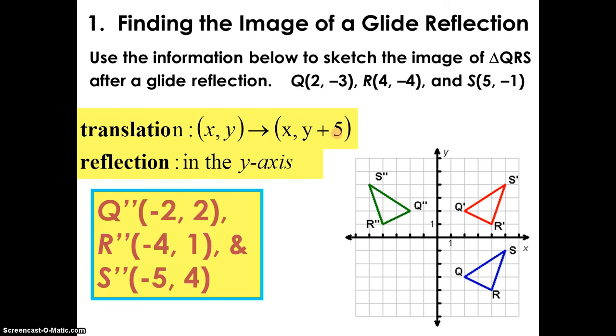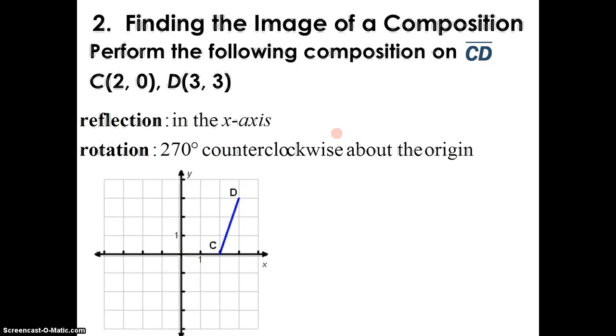Now we're going to look at another example, and this time it's a composition. It's a composition because this time we have a reflection and then a rotation. On the last one we had a translation and then a reflection, and that's a special type of composition. But on this one, the first thing we're going to do is take the 2 points that we're given, and we're going to reflect it over the x-axis.